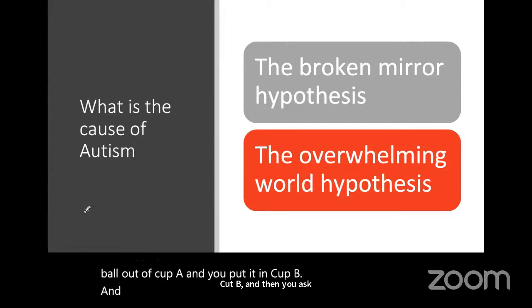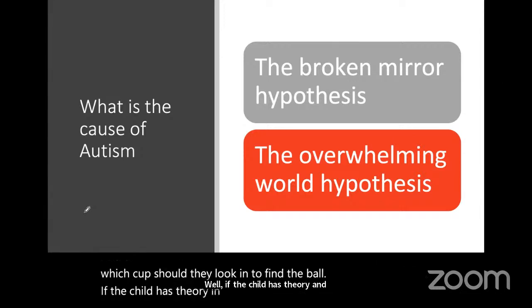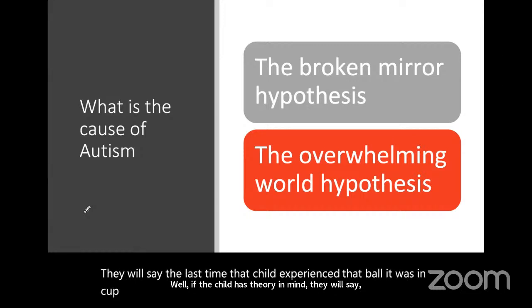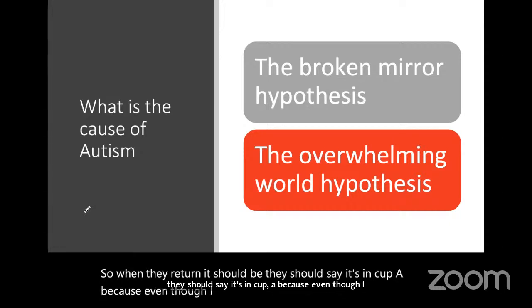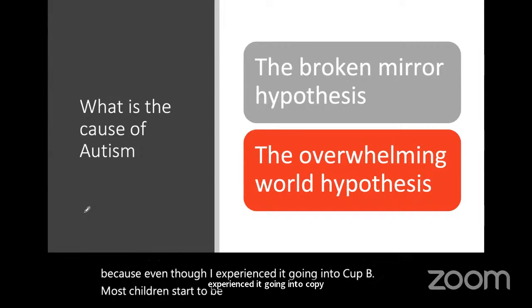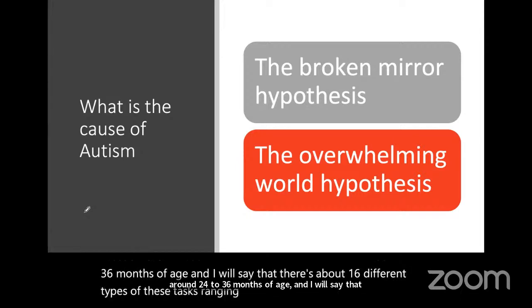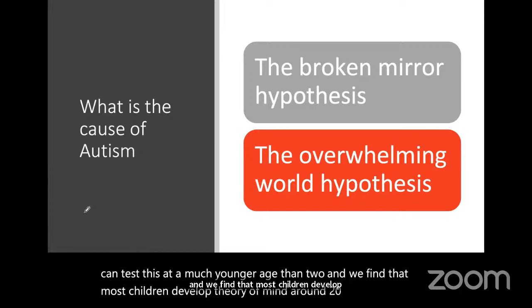And then you ask the child, when the other child comes back, which cup should they look in to find the ball? Well, if the child has theory of mind, they will say, well, the last time that child experienced that ball, it was in cup A. So when they return, they should say it's in cup A, even though I experienced it going into cup B. Most children start to be able to accomplish this task around 24 to 36 months of age. I will say that there's about 16 different types of these tasks, ranging from nonverbal to verbal. And so we can test this at a much younger age than 2. And we find that most children develop theory of mind around 24 to 36 months of age.